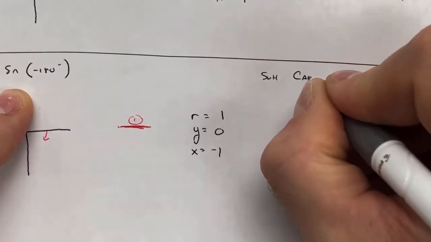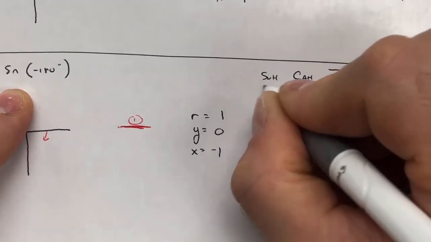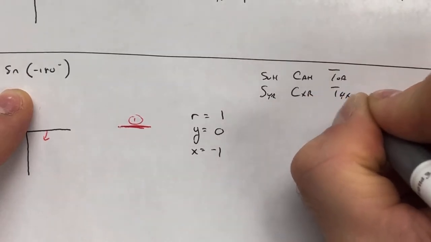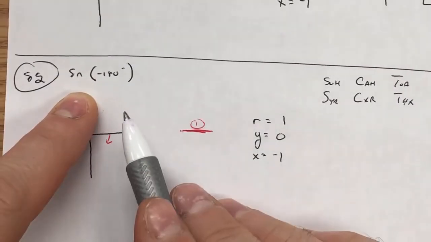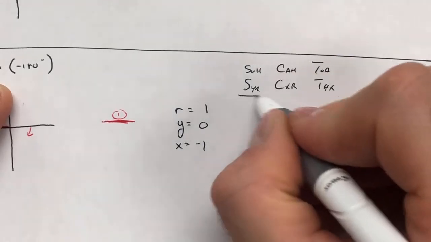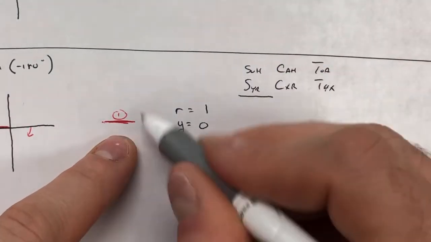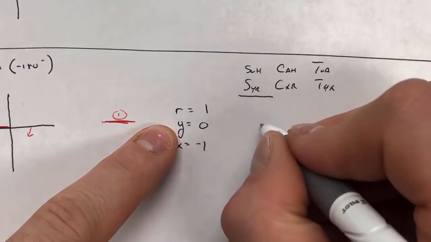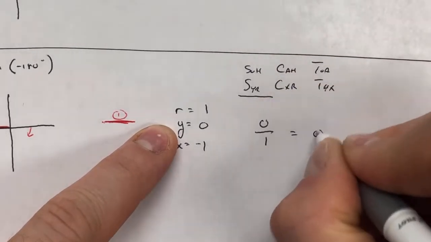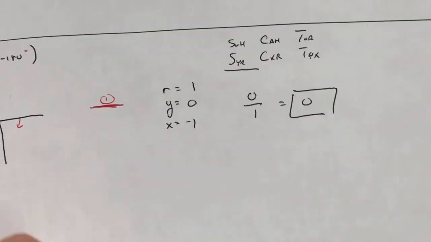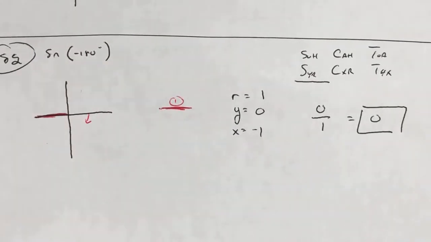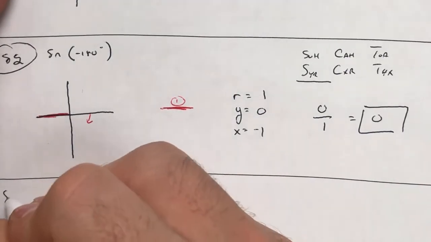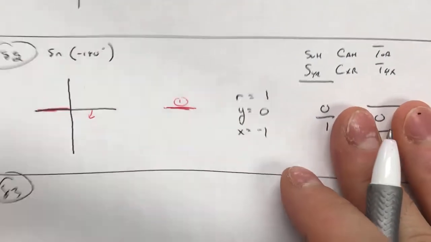So SOH-CAH-TOA or SOH-CAH-TOA. Okay, I'm looking for sine. Sine is either the opposite over the hypotenuse, which can't really tell much going on right here, but I do know it's the y over the r, in which case this is going to leave me with a 0 over a 1, or just 0. Perfect. That was 82.